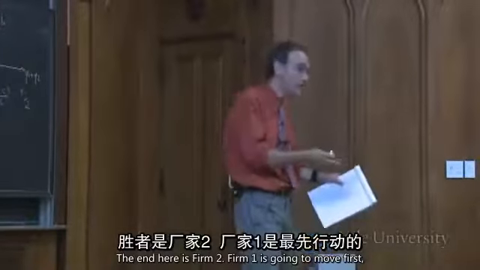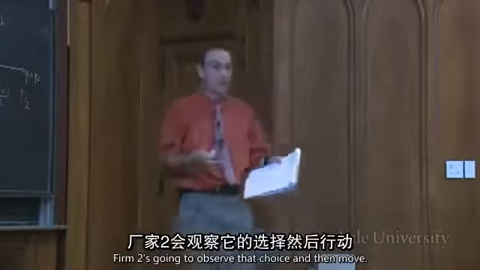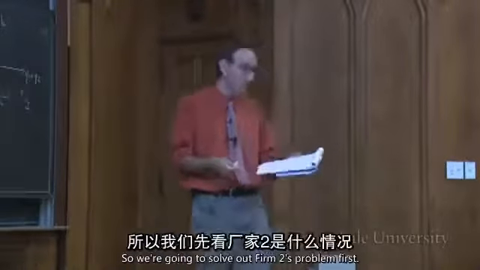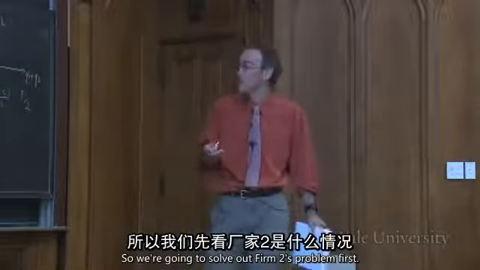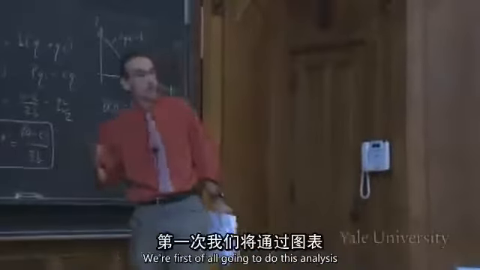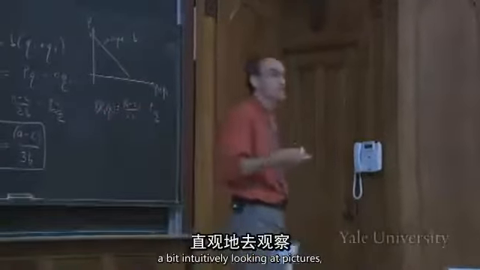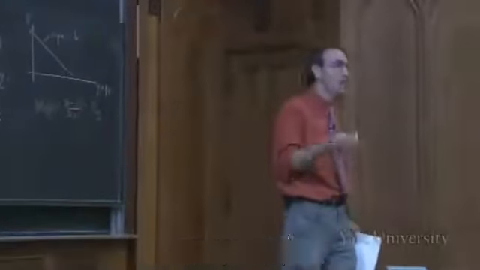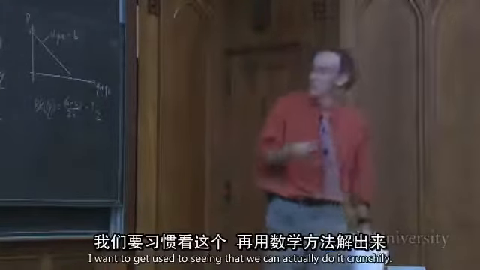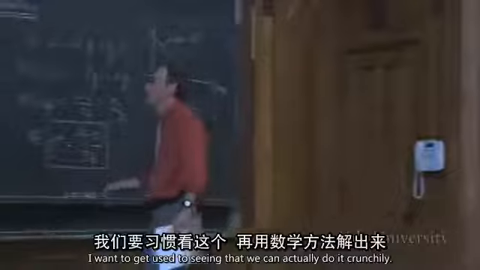Firm 1 is going to move first, firm 2 is going to observe that choice and then move. So the end of the game is firm 2. So we're going to solve out firm 2's problem first. And we're actually going to do this entire analysis twice. We're first of all going to do this analysis a bit intuitively, looking at pictures, and then I want to go back and crunch it out in the math. All right, I want to get used to seeing that we can actually do it crunchily.